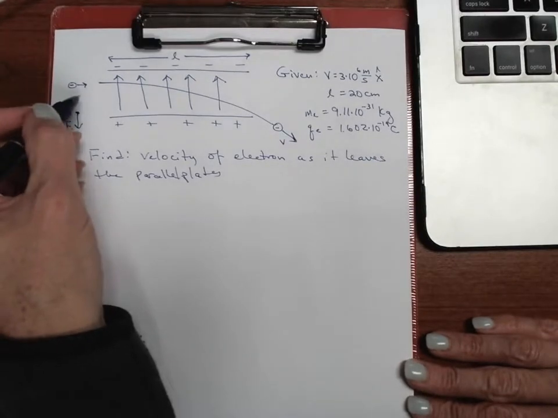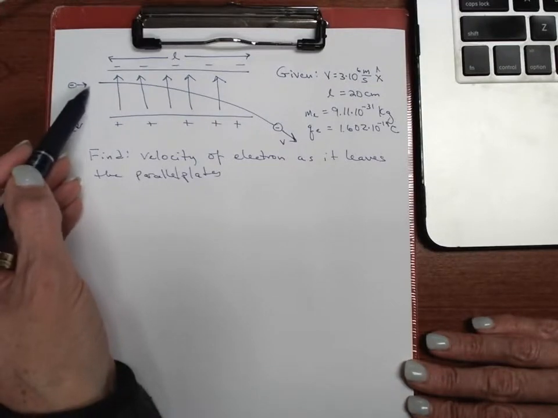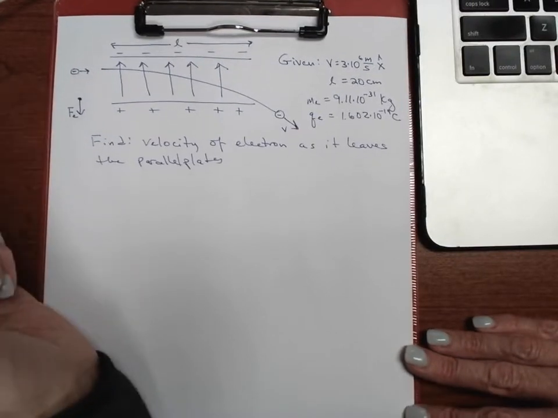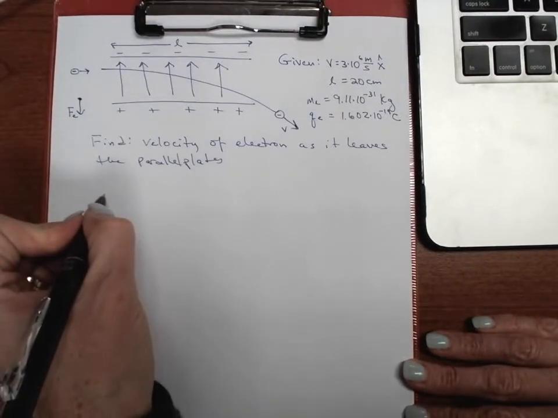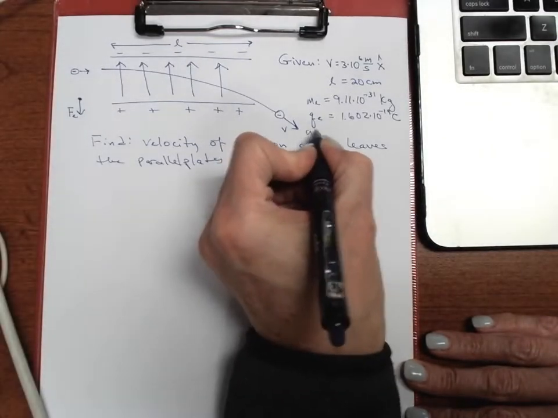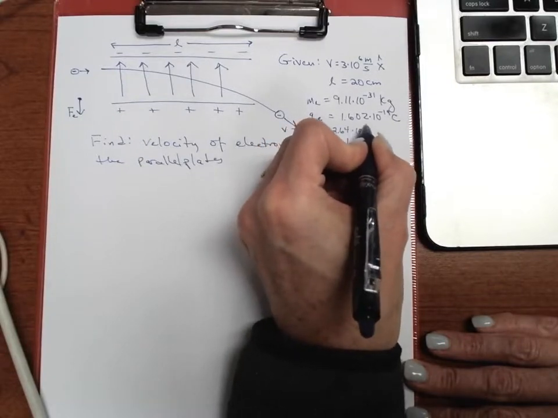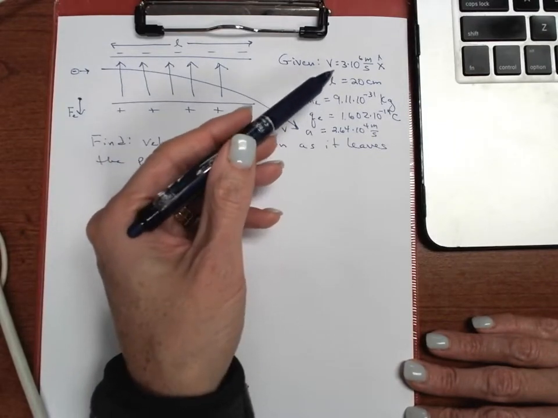This question says if my electron starts off with a velocity of 3 times 10 to the 6th meters per second to the right, what will its velocity be as it leaves the parallel plates? So what we can do is use the acceleration that we found in the last problem, which we'll give as a given. My acceleration is equal to 2.64 times 10 to the 14th meters per second squared, and then I have the charge, the mass, the length, and the velocity.